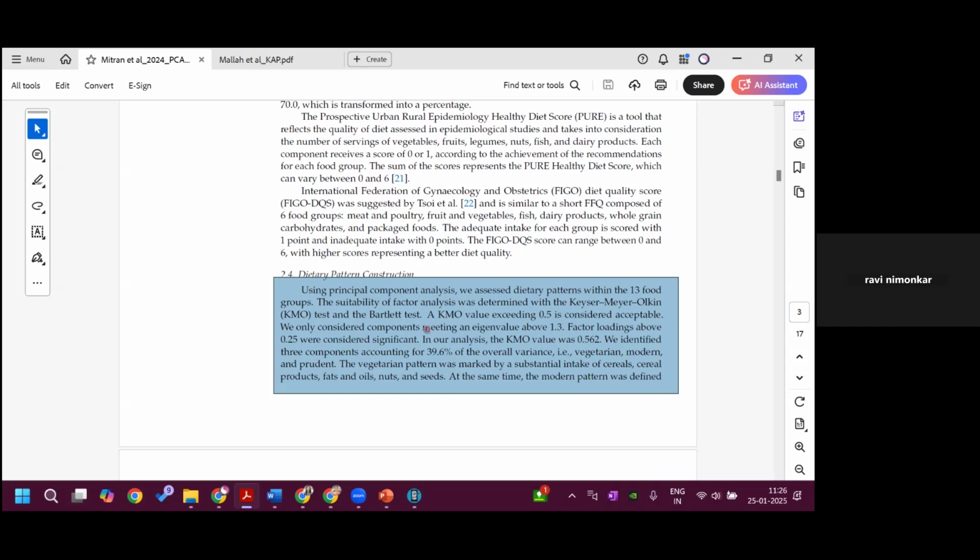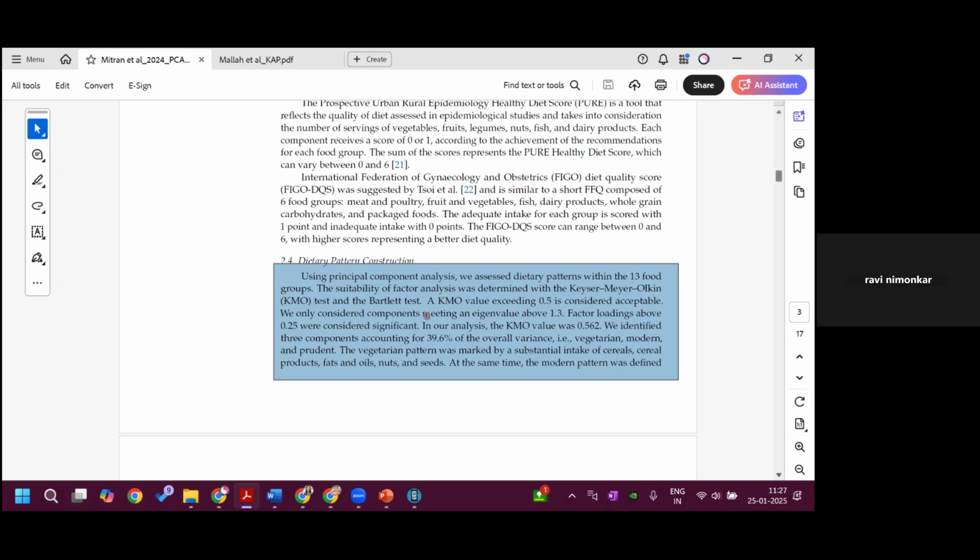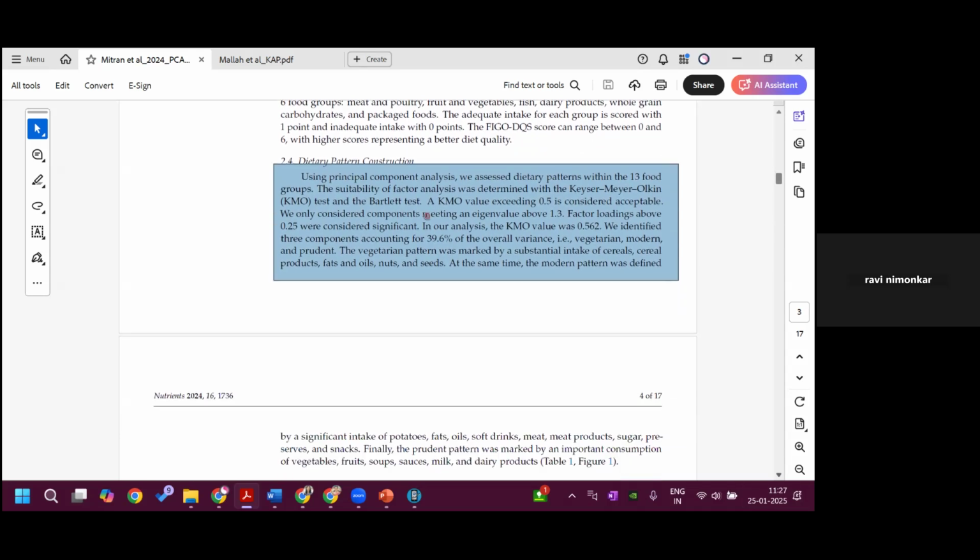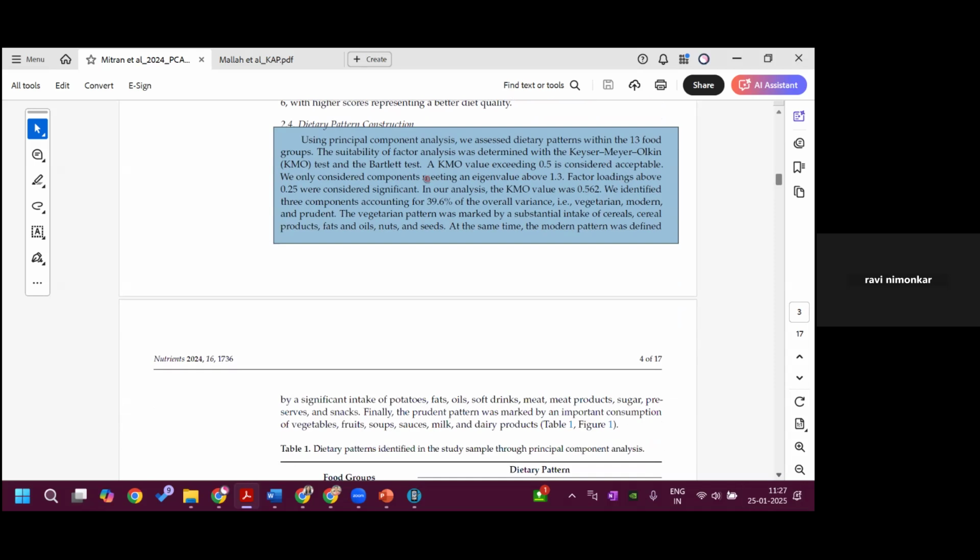The vegetarian pattern was marked by a substantial intake of cereals, cereal products, fats and oils, nuts and seeds. At the same time, the modern pattern was defined by a significant intake of potatoes, fats, oils, soft drinks, meat products, sugar, preserves, and snacks. Finally, the prudent pattern was marked by an important consumption of vegetables, fruits, soups, sauces, milk, and dairy products.